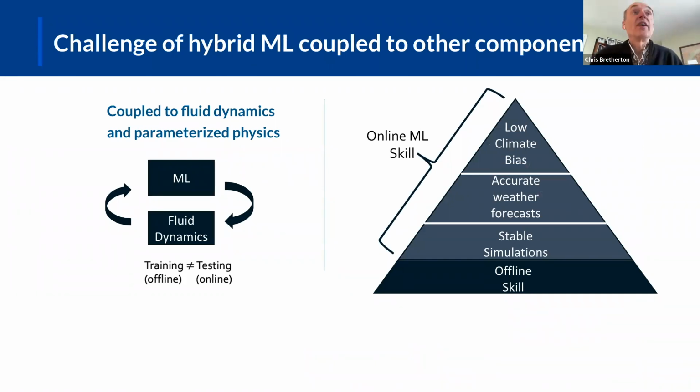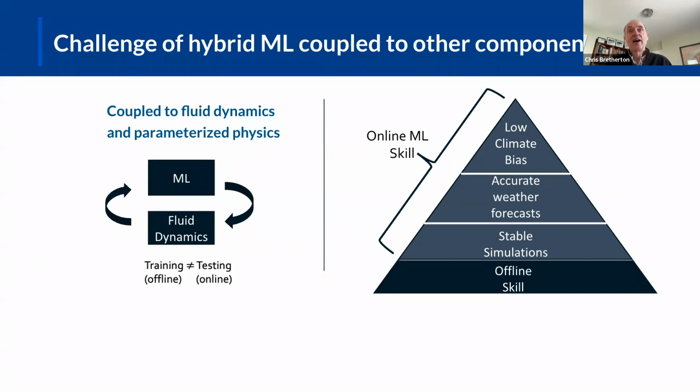Now, because our machine learning is a correction, when we actually use it after we've trained it in this full model, it's interacting with other model components, in particular the fluid dynamics and the physical parameterizations of the coarse model. That means we are running it, testing it, in a different context than we're training it, where those other components are known. And so as a result, offline skill does not guarantee online skill.